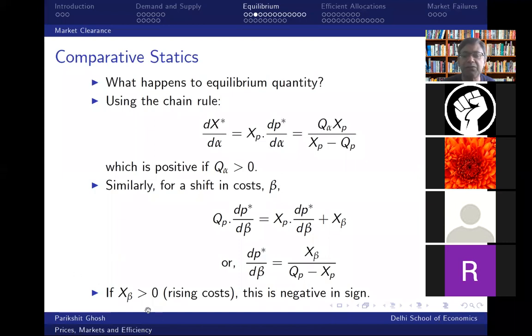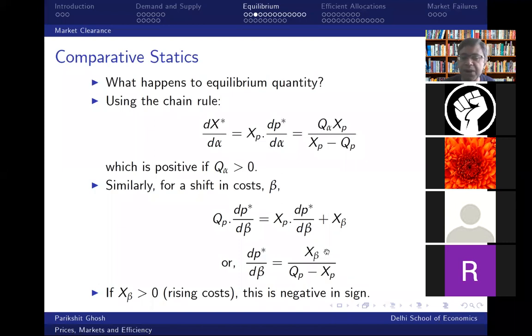Forget about the last line, what I've written. Let's work off this expression that we have derived, all right? So let's fix the interpretation that a rise in beta is like a rise in wages or something. So that means it will be a negative supply shock. So if beta goes up, then for the same prices, suppliers are willing to supply less. That means X beta is negative.